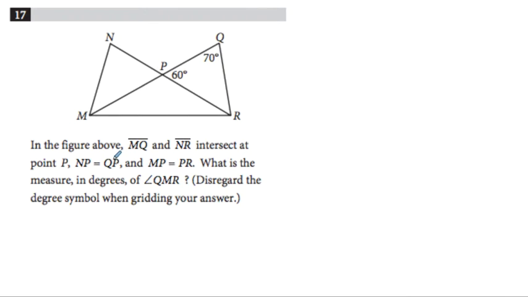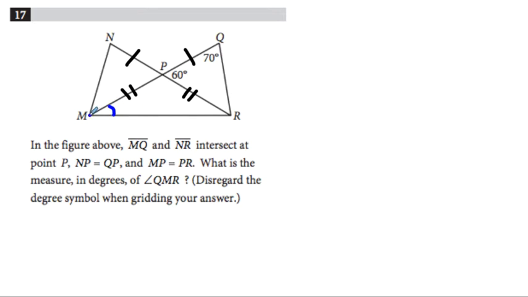It says, in the figure above, MQ and NR intersect at point P. That just tells me they cross each other. NP equals QP and MP equals PR. I'm really big about if it's a geometry problem, they tell you they're equal, you should mark them equal using hash marks. So I'm going to say that NP is equal to PQ and MP is equal to PR. What is the measure in degrees of angle QMR? So I'm looking for this angle right here, okay?